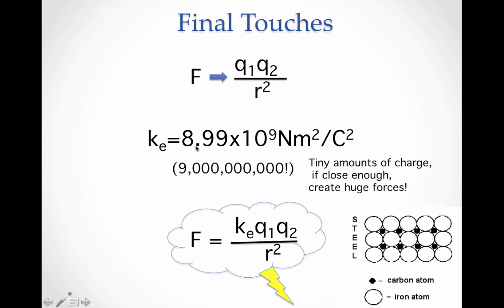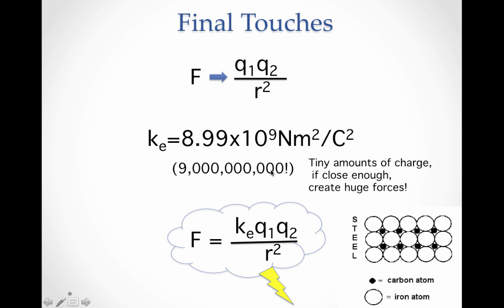And so the final touches was taking that number. Whoa, it's a huge number, 9 billion. And it's got a crazy unit here too, Newton's meter squared over Coulomb squared. We'll ignore that for now. 9 billion. So if you multiply the Q's and divide by the r squared, and you multiply by the 9 billion, the equation works out, and we can finally have an equation. Now, 9 billion, that's a huge, huge, huge number.